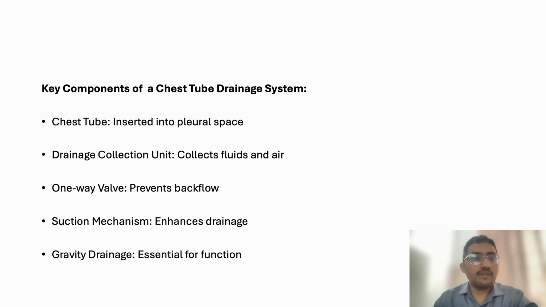So, in conclusion, the key components of a chest tube drainage system include a chest tube, which is inserted in the pleural space and drains the fluid from the pleural space to the collection system, a drainage collection unit which collects fluids and air, and there should be a one-way valve to prevent backflow. There should be a suction mechanism which, if required, enhances the drainage, and gravity drainage is also required and is essential for function, as fluid moves from a place of high pressure to low pressure.